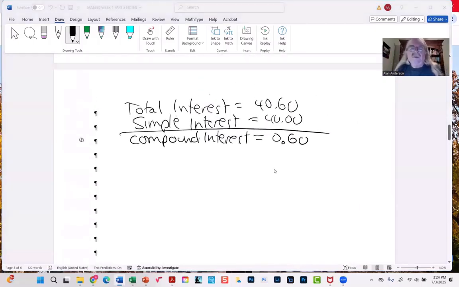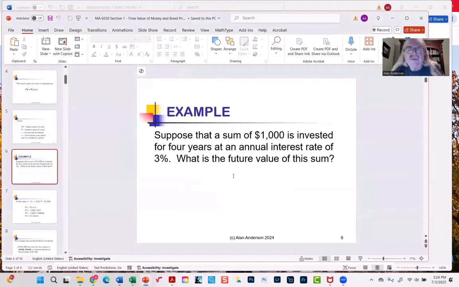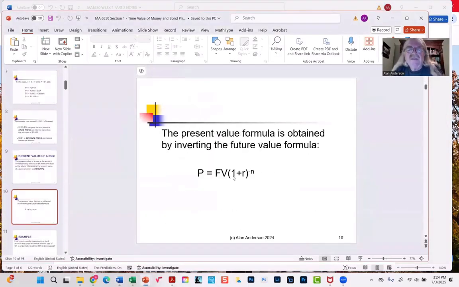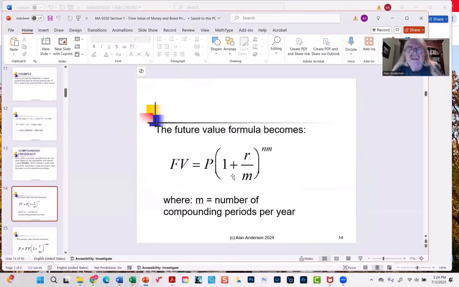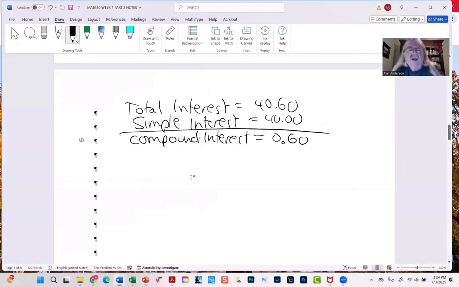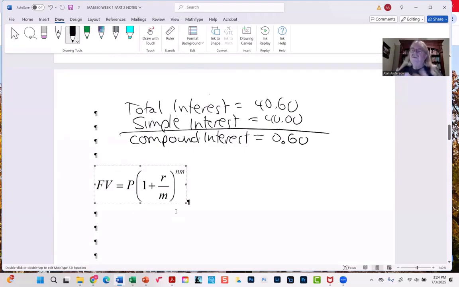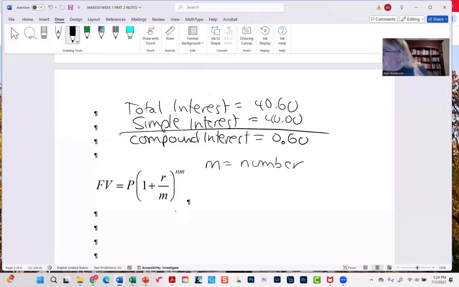So we can take our formula and make a key adjustment to it to avoid doing this every time. And what would that key adjustment be? Here it is right here. All right, so why don't we redo that last problem using our powerful formula instead of calculating the interest every quarter during the year. So what's new in this formula is this letter M. M is the number of compounding periods per year.